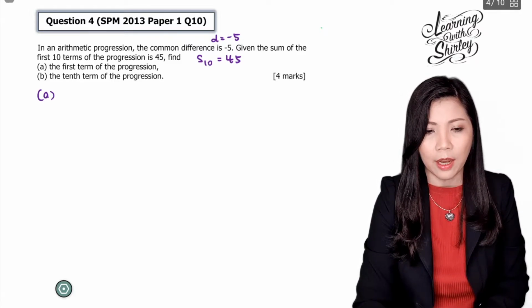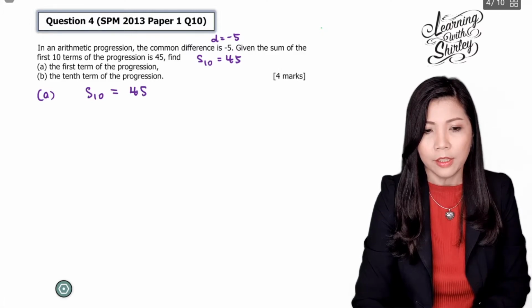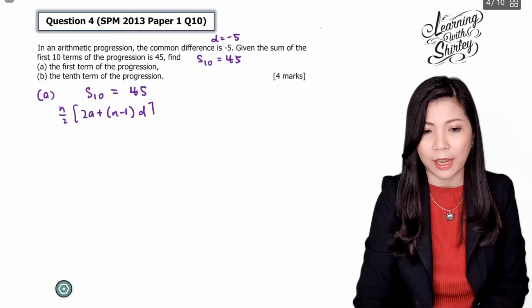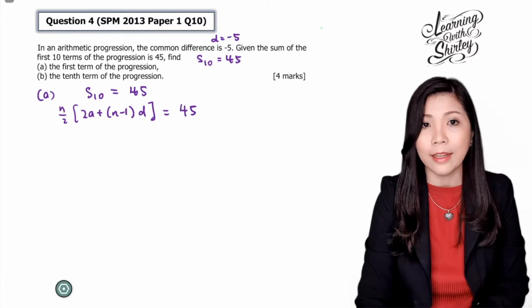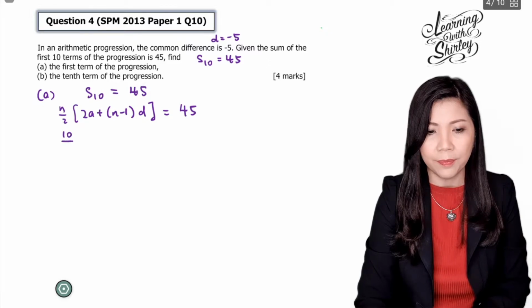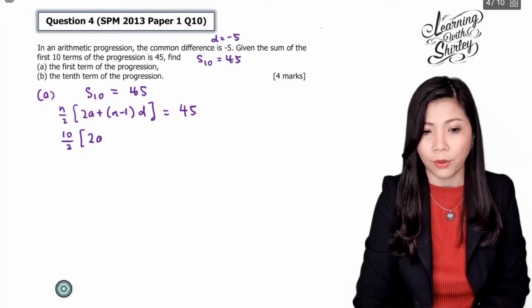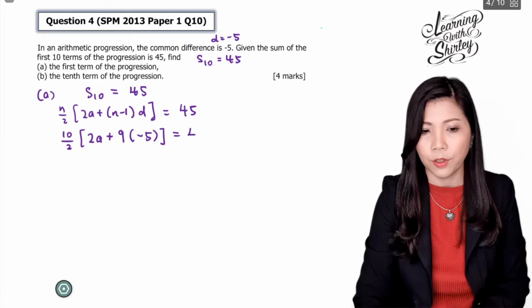So to solve A, I'm going to use this information that they give. So this will be n over 2, 2A plus n minus 1 d. We're going to use this formula. So I write it down first. Then next we're going to substitute the values of n, a, and d. So n is 10, so it'll be 10 over 2. Then 2a, the a we don't know, is unknown. Then plus, so 10 minus 1 is 9, so 9, and d is negative 5, equals to 45.